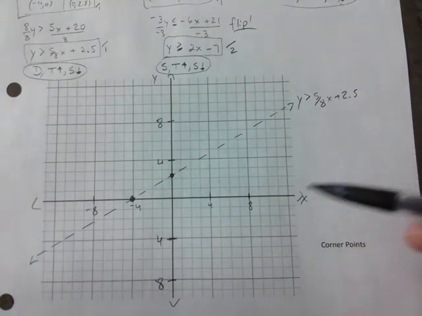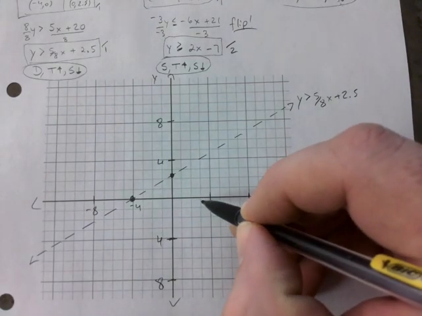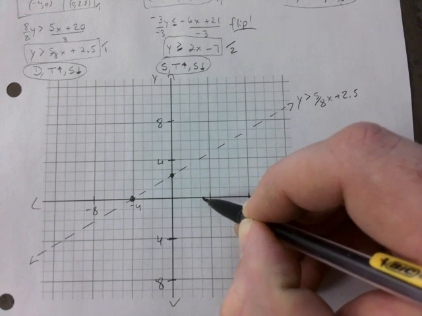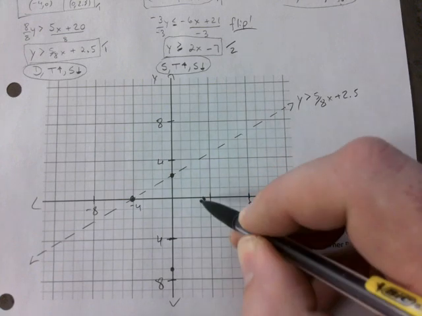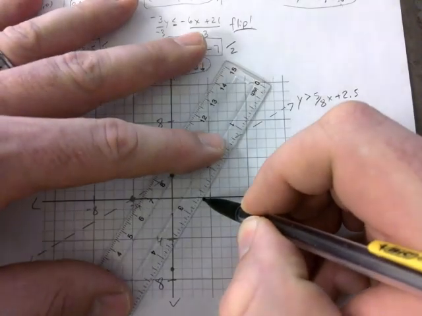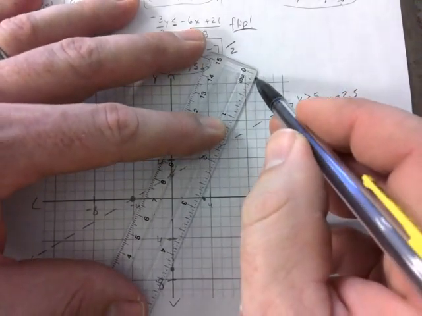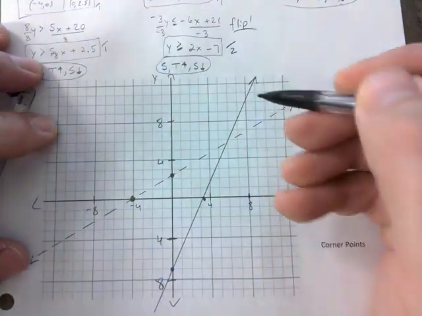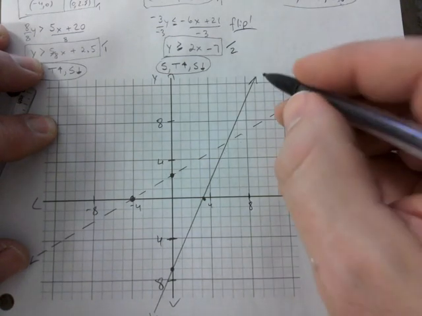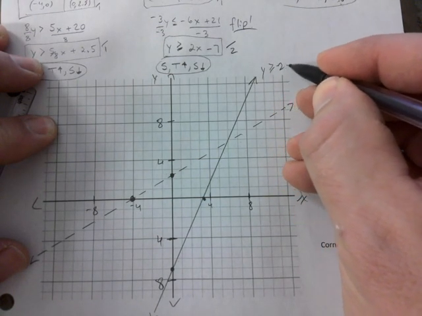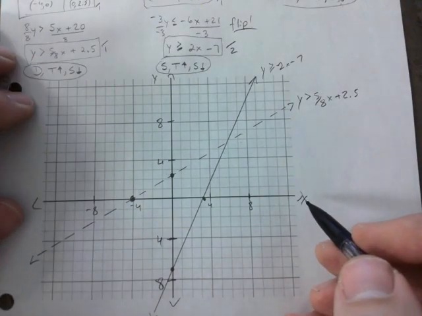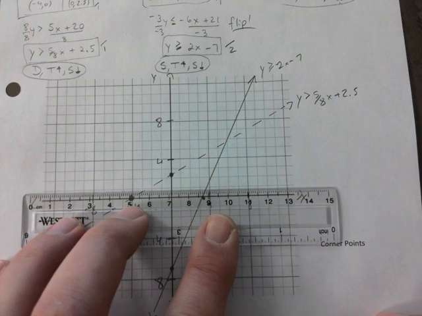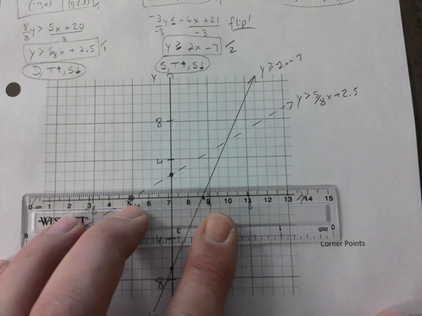And then the next one is 3.5. So this would be 2, this would be 3, 3.5 is right there. And then 0, -7 is right here. And that is a solid line. That is y is greater than. And then the next one is the horizontal at 1. It goes right through +1. That's also a solid line.